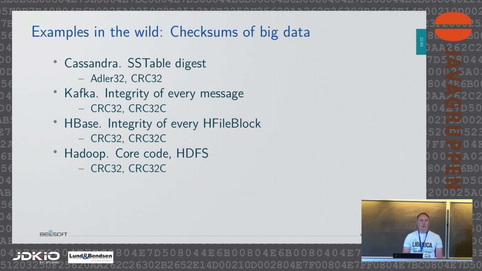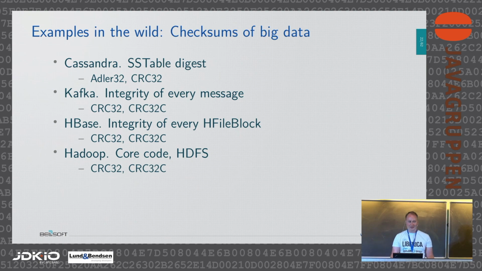Like, when you compress sorted string tables in Cassandra, you will have checksums. Then when you store database files in HBase, you'll see checksums. And then when you work with Hadoop, and more widely with everything derived from Hadoop, or anything that stores things to HDFS, you will face checksums. And every message in Kafka again. So probably too many of them, right? Too many checksums.